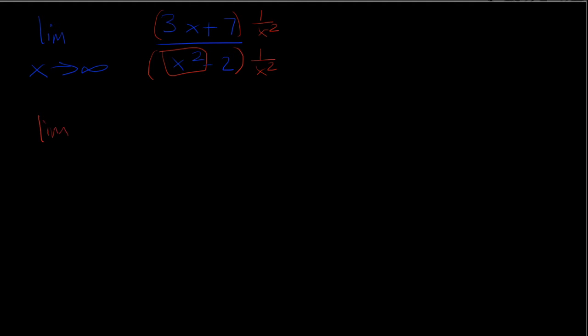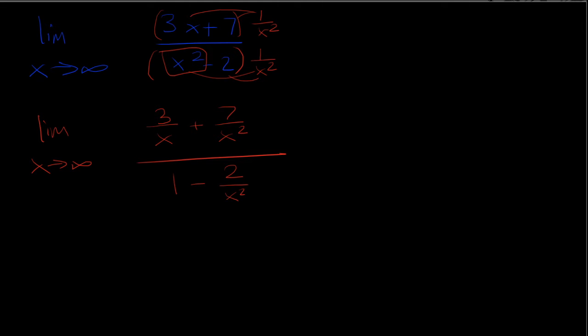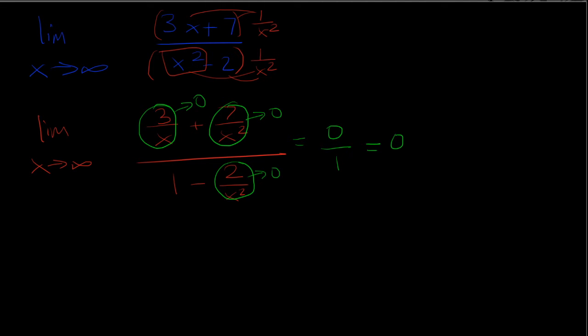I have the limit as x approaches infinity. Now the 1 over x squared is going to distribute to both the 3x and the 7. So I'm going to be left with 3x plus 7 over x squared, all over, well, the x squareds will cancel, it's 1. And then we'll have 2 over x squared. So 3 over x, 7 over x squared, and 2 over x squared will all go to 0. So I'm left with 0 over 1, and my limit is 0.